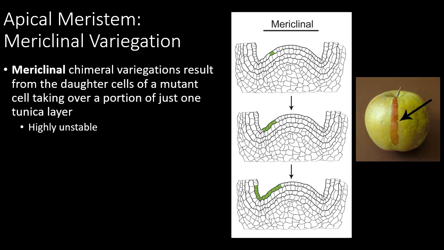Mericlinal variegations are super unstable and they're not really horticulturally common. Usually they're kind of more of a novelty or like a, look at this surprise that happens every once in a while. They result when an original mutant cell's daughters take over just one portion of one tunica layer. And they're super unstable because of that, because that tunic tends to kind of just continue to grow out and eventually repopulate with normal cells. And then we don't get to keep that interesting variegation.